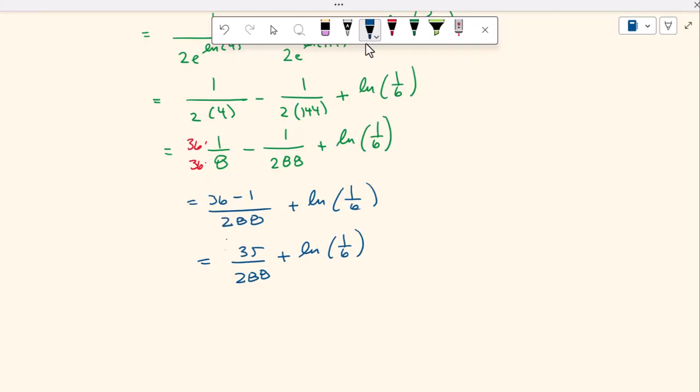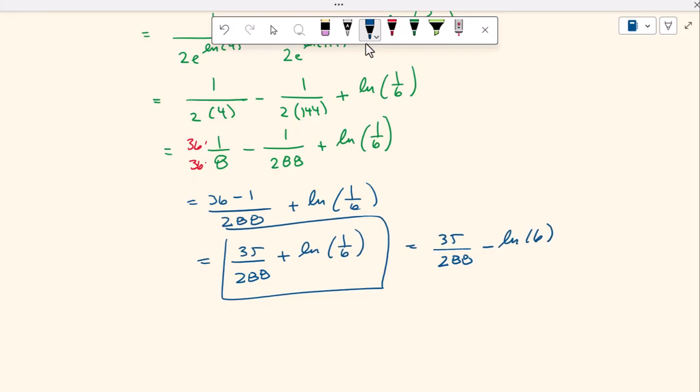Now we could actually simplify this a little bit more because the natural log of 1/6 could be broken up into natural log of 1 minus natural log of 6, and the natural log of 1 is 0. So we could actually rewrite this as 35 over 288 minus natural log of 6 as well. Just another rewrite, but this one works great.